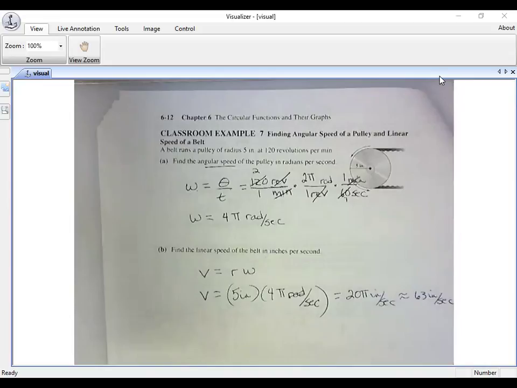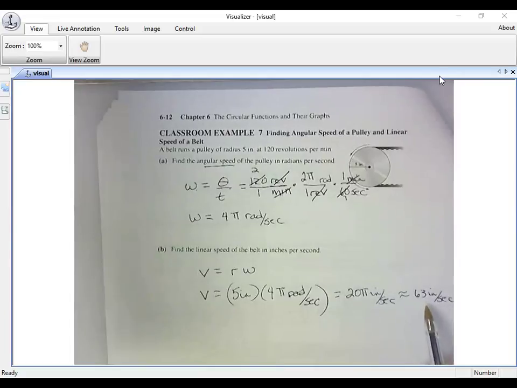Okay, so that wraps up section 6.2. Do we have any questions on that, or you guys okay? All right. So does that mean if we lay that belt out that it's going to be 63 inches long? Not that the belt is. What that means is that the belt will have traveled, because it's pulling the thing, 63 inches in a second. It doesn't necessarily have to be that long. Yeah, that's what I meant. Yeah. If I measured off the distance of how far the belt moved, that's what it would tell me.